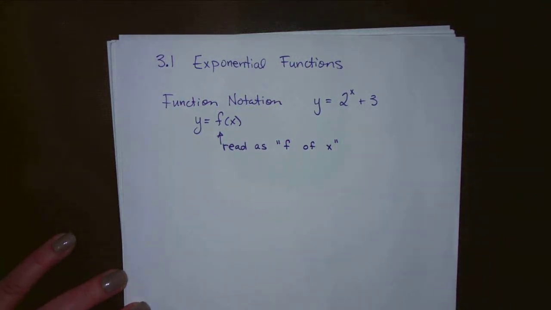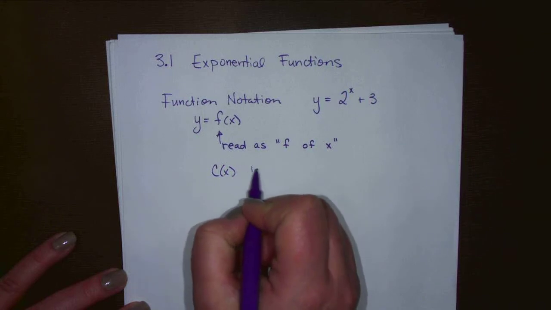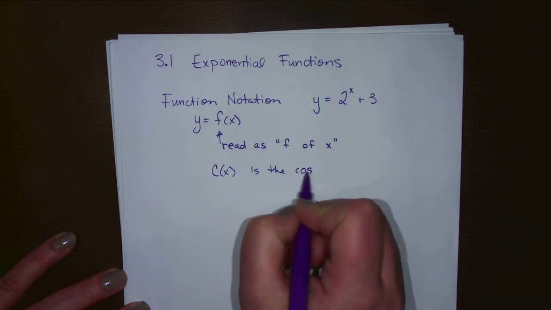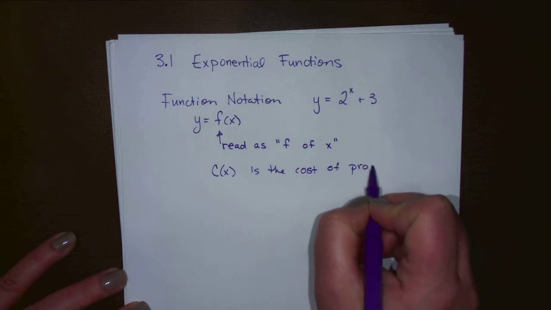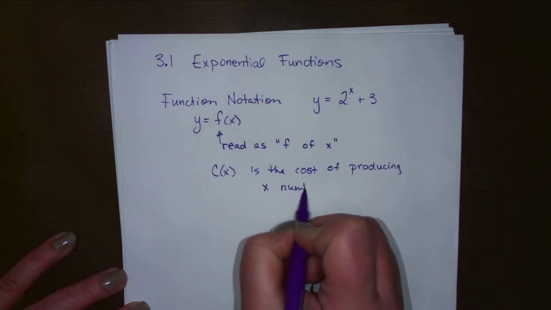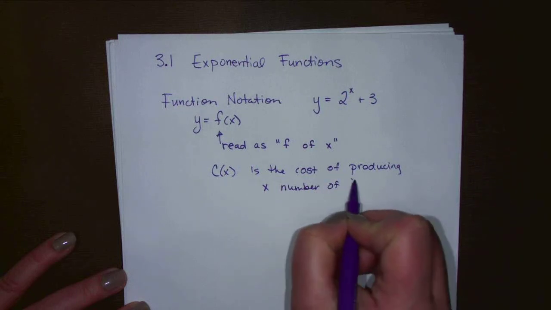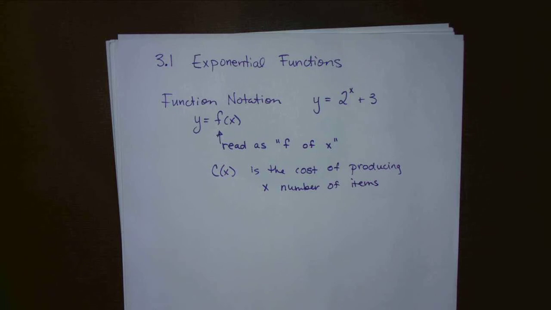And the reason we have another notation is it's useful for things like word problems. Say if we were talking about the cost of a product, then we might say C of x. So we could say C of x is the cost of producing x number of items. And so it gives a little bit more information than just saying y equals.